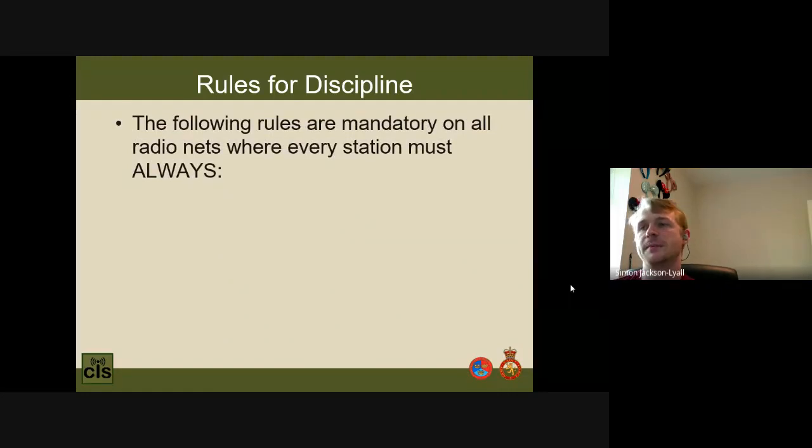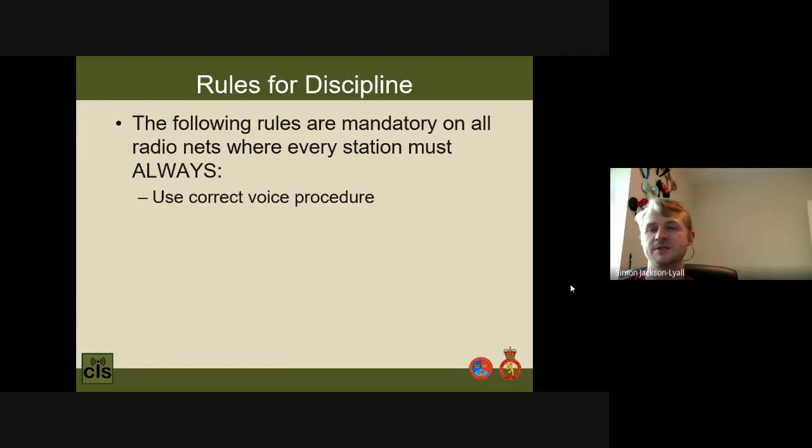So the following rules are mandatory on all radio nets, where every station must always use correct voice procedure. And hopefully these are all pretty common sense to you guys, and they're just the kind of things that you want to drill home to your cadets.